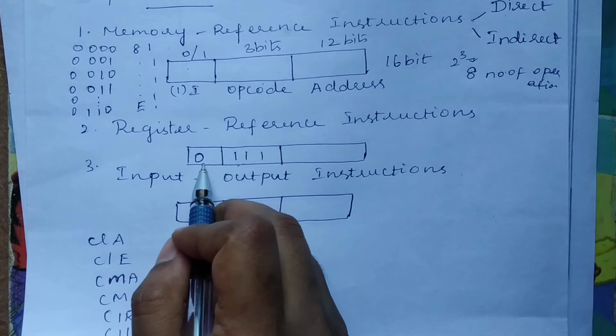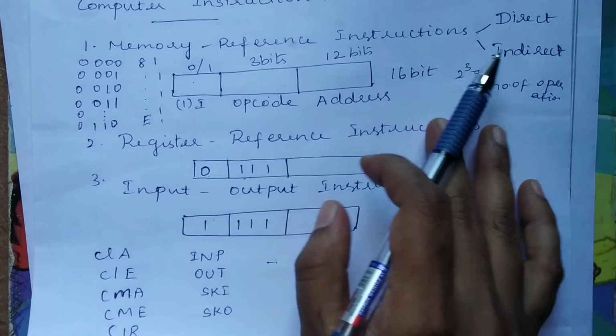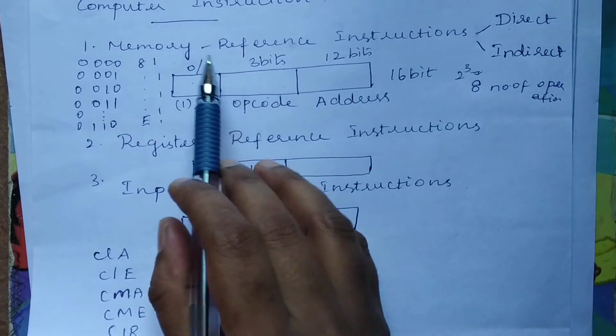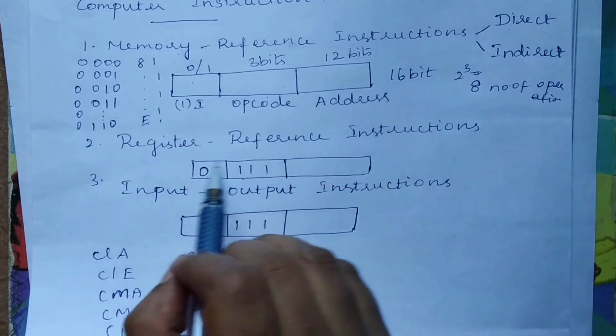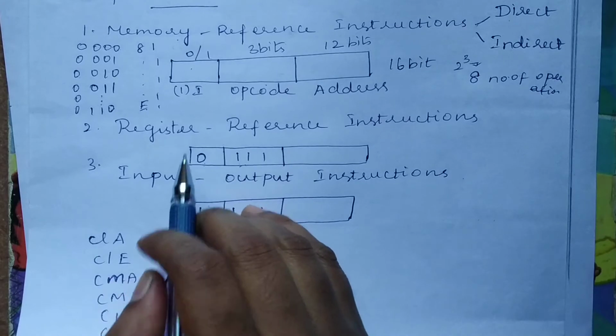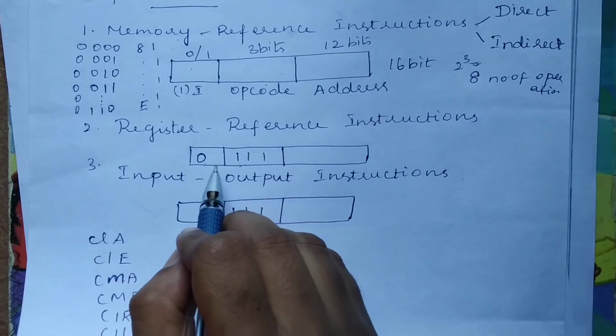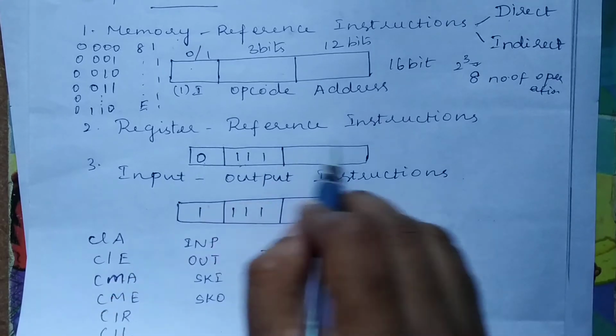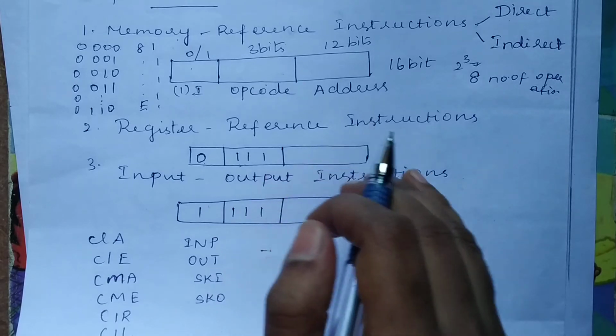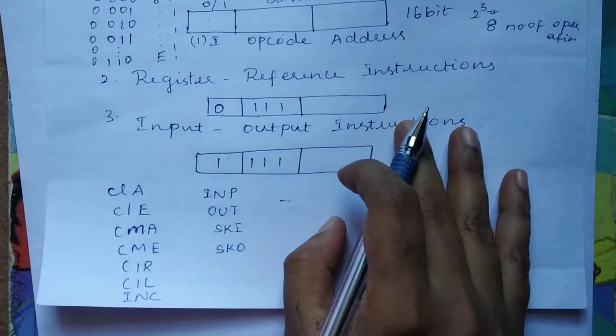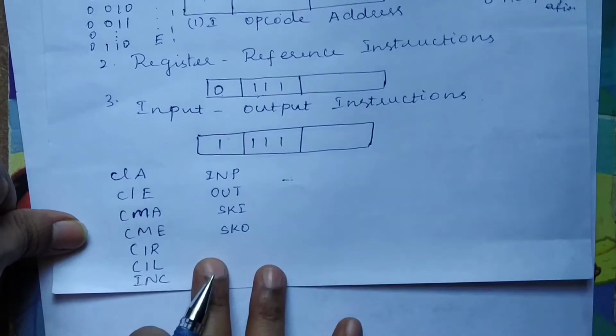Here it is not mentioned for representing direct or indirect, because this direct and indirect mode will be used only for the memory reference instruction and not for the other two types of instruction, that is register reference. So this value will also be the same for all the register reference instructions. We will be having many register reference instructions, and some of them are listed here.